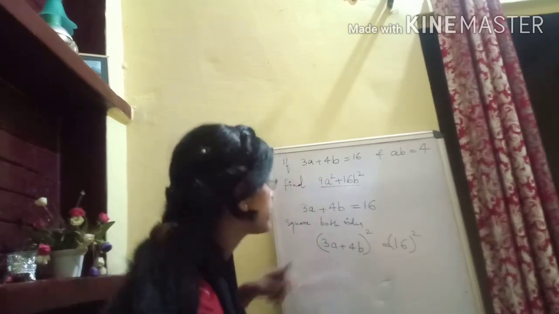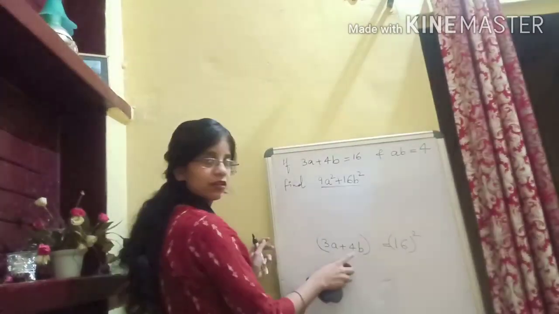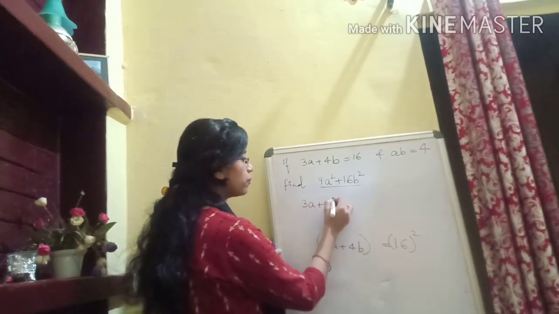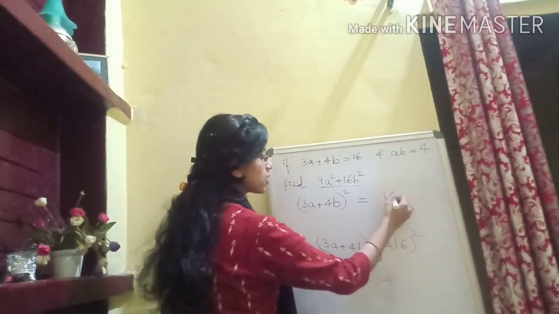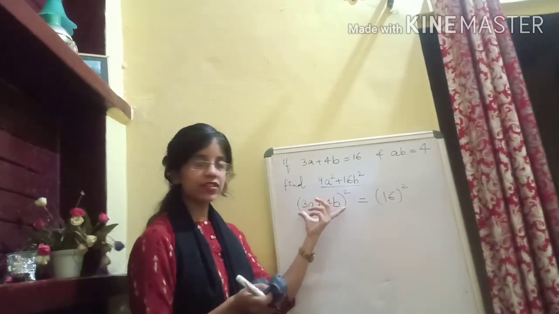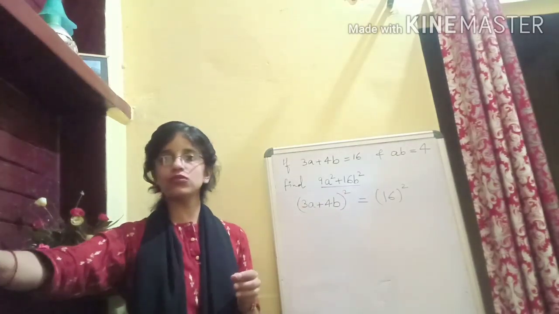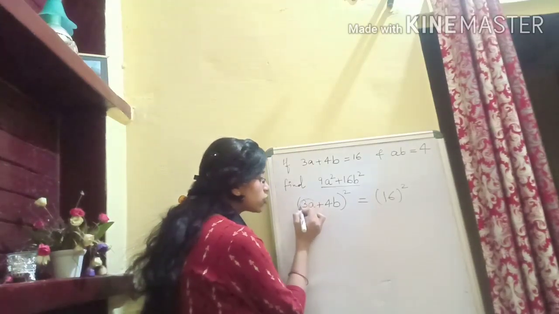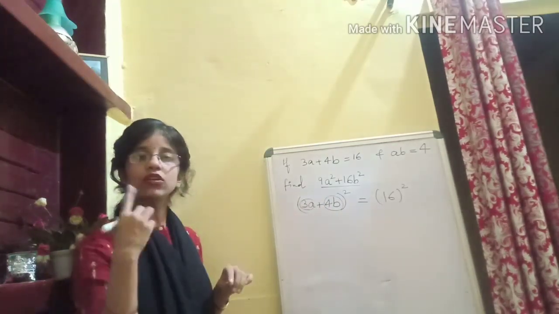Okay, so I'm going to rub it so that I can get the space. Here I'm writing 3a plus 4b whole square on the left hand side, and on the right hand side we have 16 square. Now we are going to proceed. The left hand side is a plus b whole square, so which identity are we going to use? Of course a plus b whole square. But identify a. What is at the place of a? It is 3a. What is at the place of b? It is 4b.